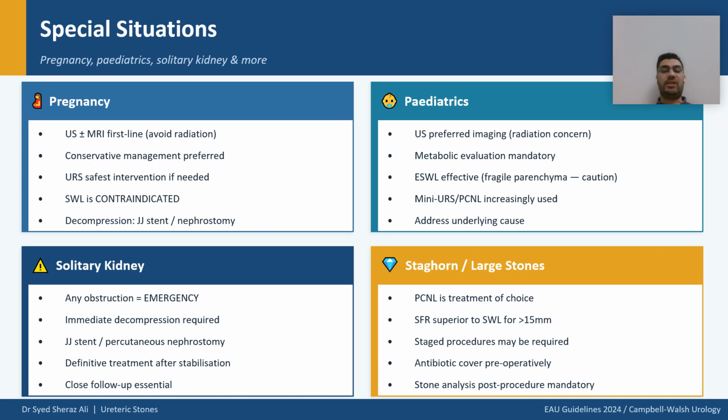Staghorn stones and large calculi. Staghorn calculi are stones that occupy the renal pelvis and extend into multiple calyces. PCNL is the treatment of choice. Stone-free rates with PCNL are significantly superior to ESWL for stones greater than 15 mm. Combined procedures may be needed for very large stone burden. Preoperative urine culture and antibiotic cover are mandatory given the risk of sepsis.